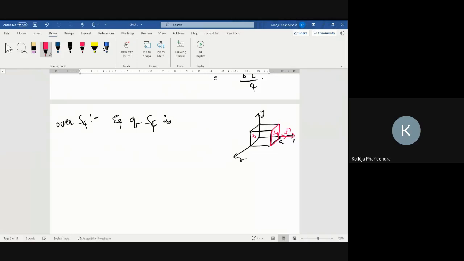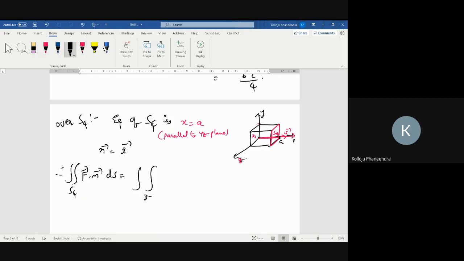And what is the equation of S4? It is parallel to S3 at a distance of a units. Therefore the equation of S4 is, parallel to the YZ plane, x equal to a, parallel to the YZ plane at a distance of a units. And what is n bar here? Clearly i bar.